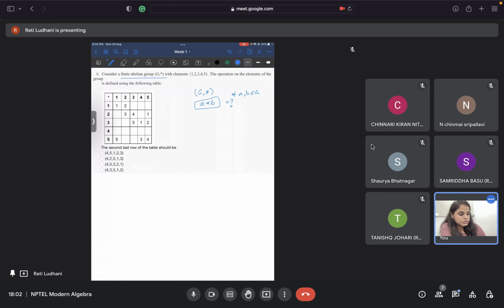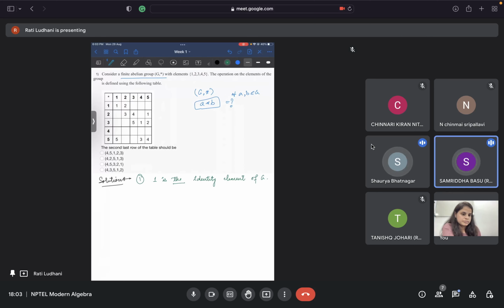So, as a solution, I'm claiming something, and you can always tell me why this is true. First thing I'm saying, 1 is the identity element of G. Can you tell me why this is true? Ma'am, because identity element is unique. Great. Yeah, identity element is unique. I hope you all know this, so I don't need a proof here. We are using that because it is unique.